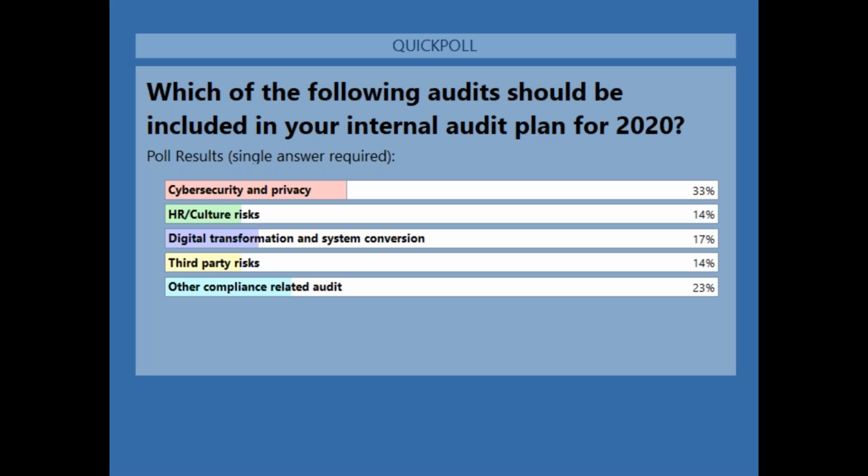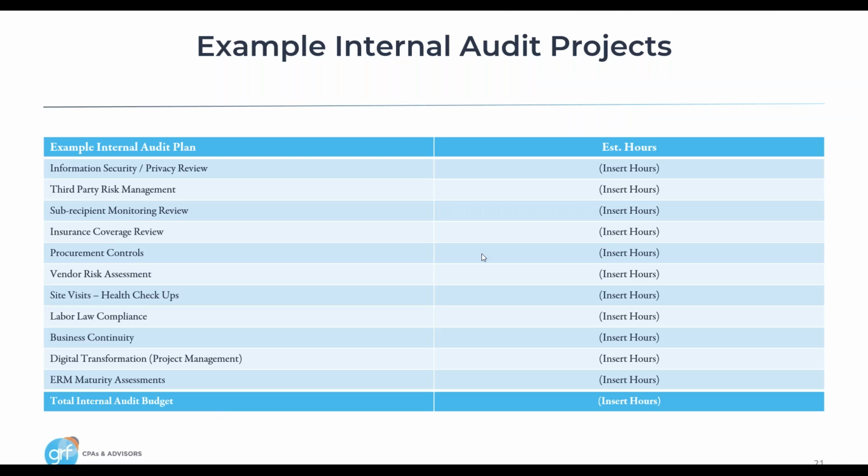Oh, looks like I'm seeing the results now. It looks like 33% cybersecurity and privacy. I'm not surprised to see that. And then a lot more are looking into other compliance-related audits, which probably tie into a lot of what Andreas covered earlier. So thank you for your results.